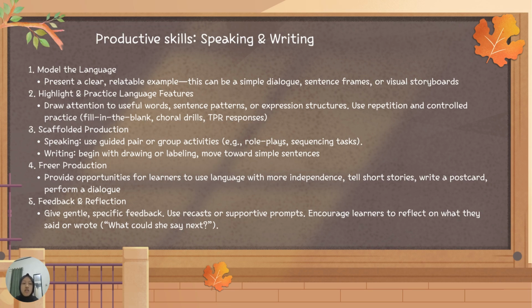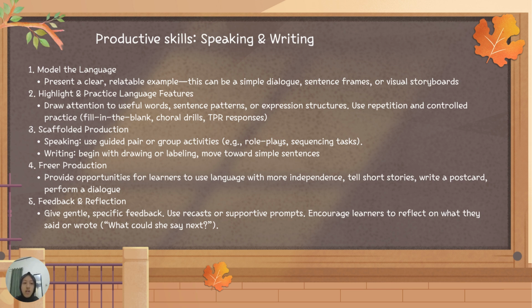And then productive skills, including speaking and writing skills. The first step is modeling language. The teacher presents a clear, relatable example, such as a simple dialogue, sentence frames, or visual storyboards. And then the next step is highlight and practice language features. The teacher draws attention to useful words, sentence patterns, or expression structures, using repetition and controlled practice.